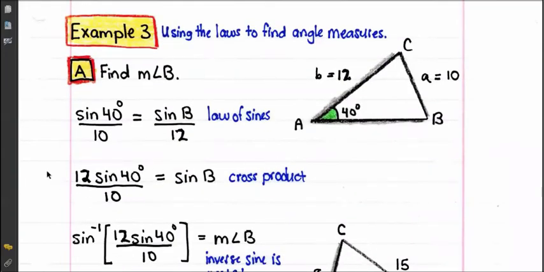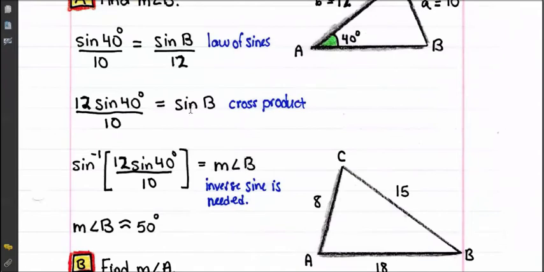Example 3, using the laws to find the angle measures. So, okay, I want to figure out angle B. So I'm going to use the law of sines. The sine of 40 degrees over 10 equals the sine of B over 12. I cross the 12 up to the other side, and I have 12 times the sine of 40 over 10 equals sine of B. Now I use the inverse sine to figure out angle B. So inverse sine of 12 sine 40 degrees over 10, and that's going to be about 50 degrees.